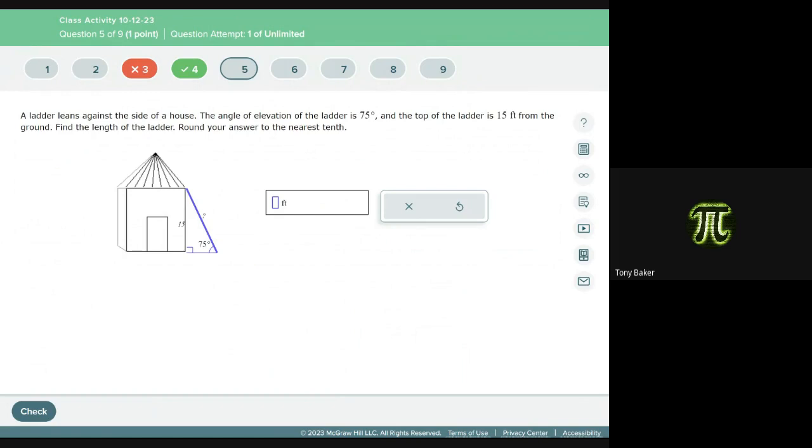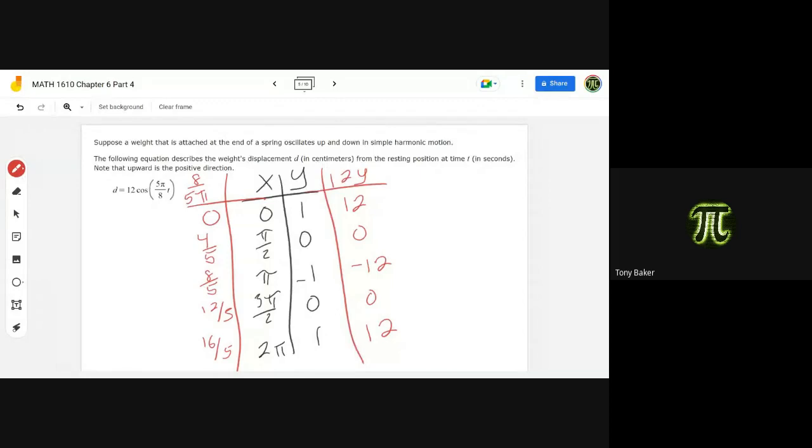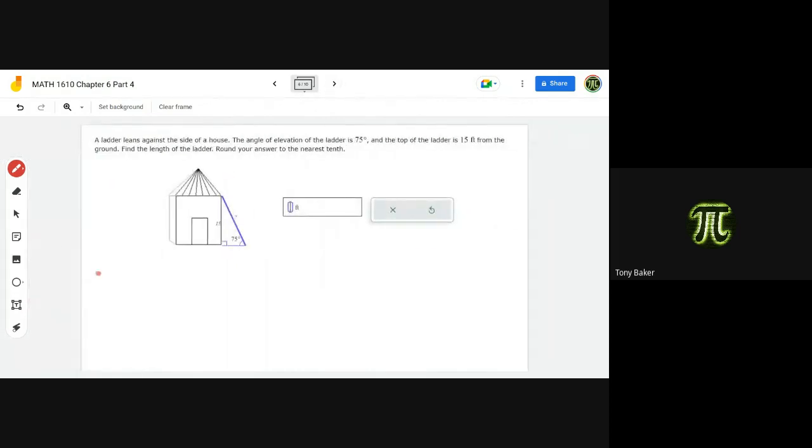All right. Any questions with this one? Okay. So now we're going to go into right angle or right triangle stuff. So your right triangle stuff, this is all SOHCAHTOA. Okay.